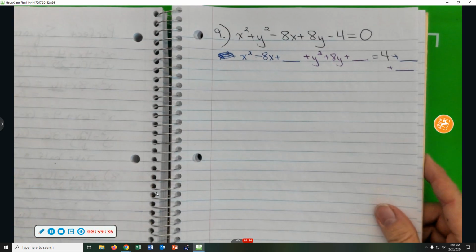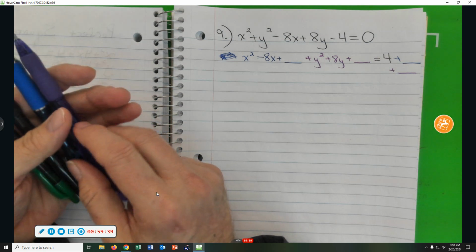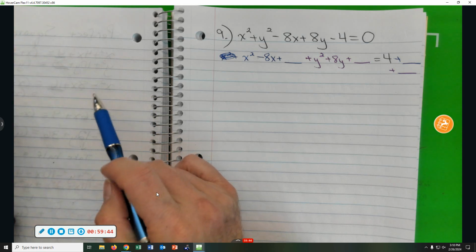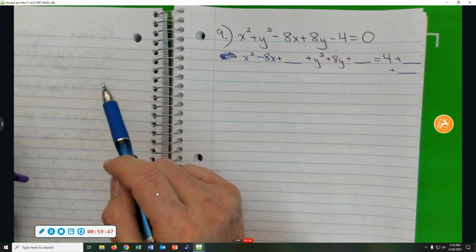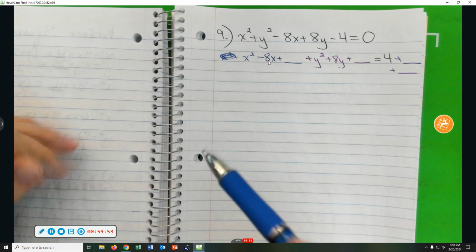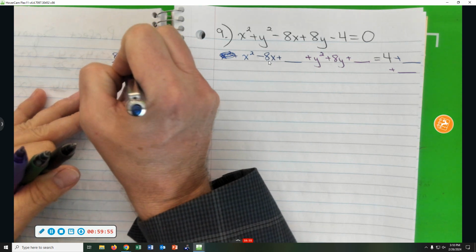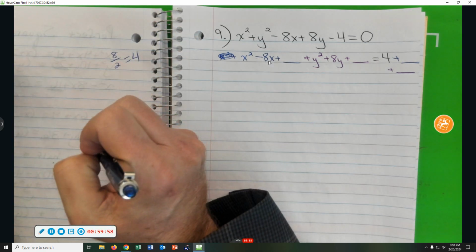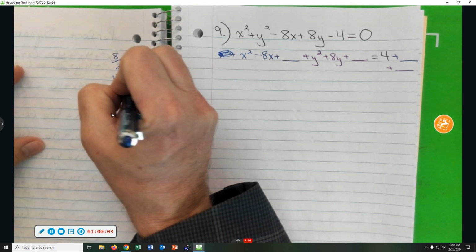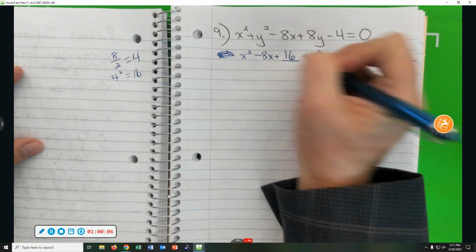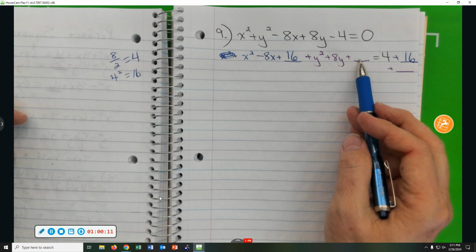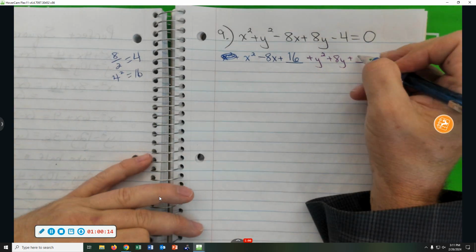Hey, this is going to work out pretty nice because the blue number and the purple number that we're going to add in are both going to be what? How do we find it? We start with the coefficient of x. First thing we do is divide it by 2. That gives us a 4. And then square it. 4 squared is 16. So we have a plus 16 there. Here, that's going to be the same number, 16.